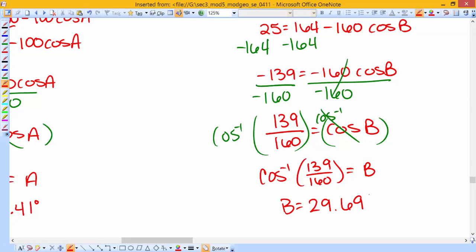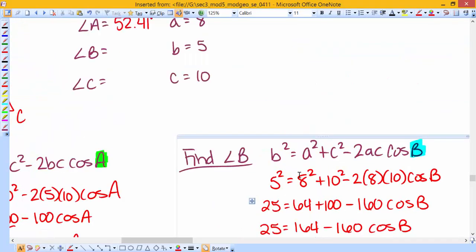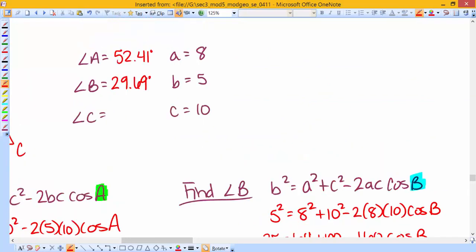Be careful, you guys, please. With the double negatives, if you're not going to cancel the negatives, that's fine, but you do need to make sure you plug in 2 negatives. One simple thing can cost you pretty big here. So 29.69. Now to find angle C, I just need to take those 2 angle measures that I have and subtract them from 180. So 180 minus 52.41 minus 29.69. And I am left with 97.9 degrees.